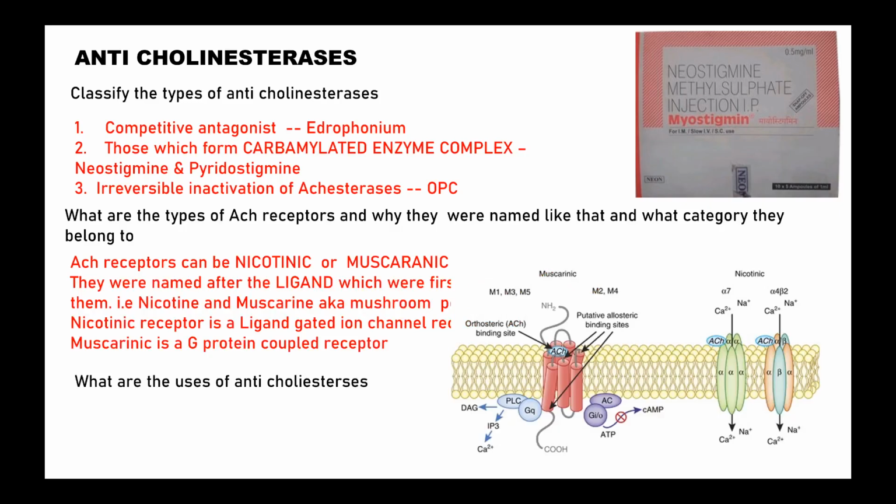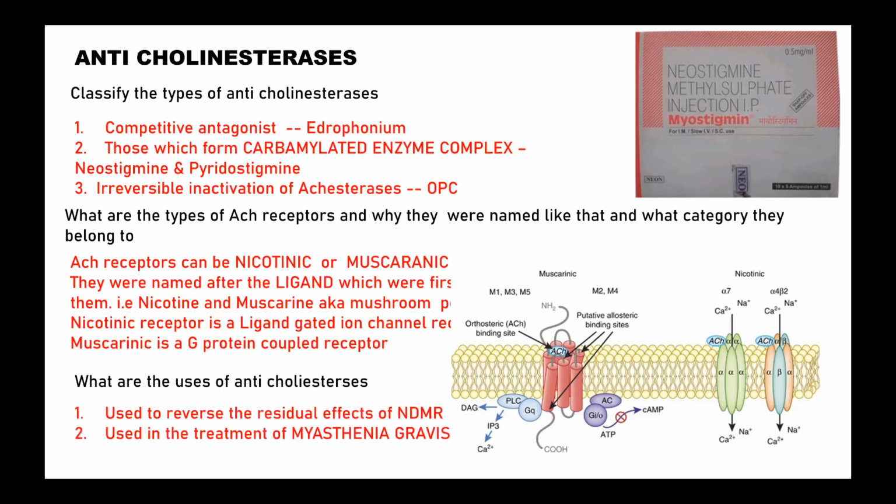What are the uses of anticholinesterase? Reversal of neuromuscular blockade and antidote for snake bite venoms. Used to reverse the residual effects of neuromuscular blocking drugs, and used in the treatment of myasthenia gravis also.